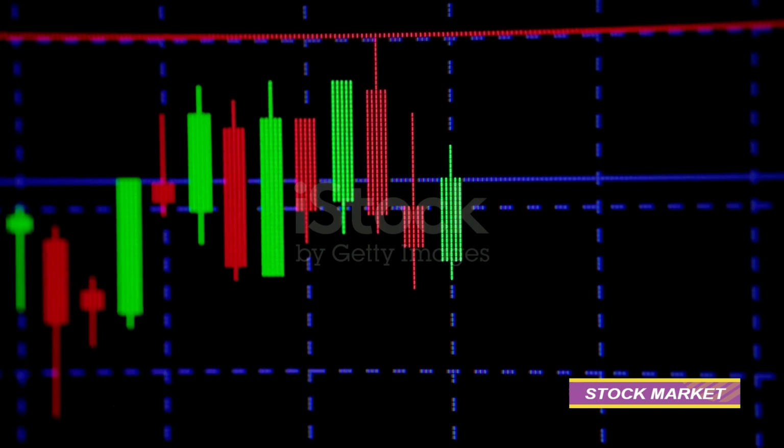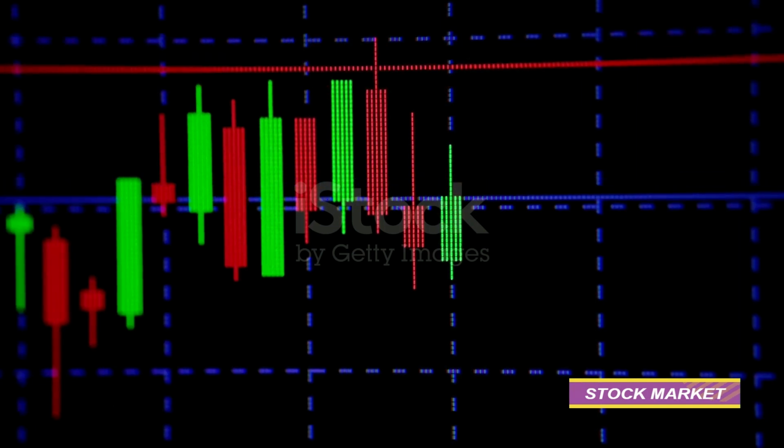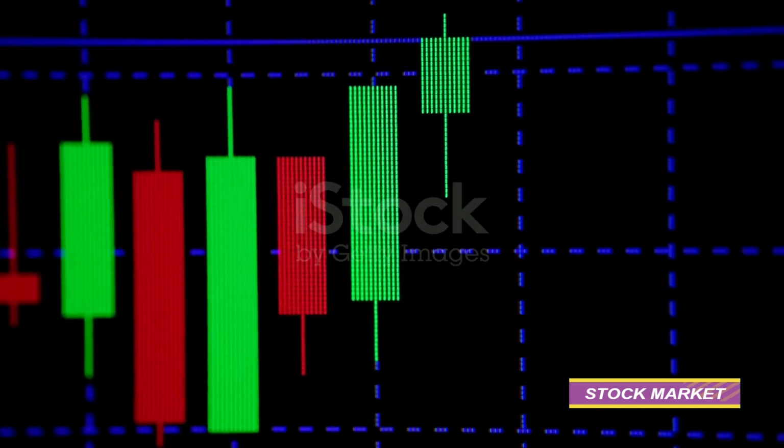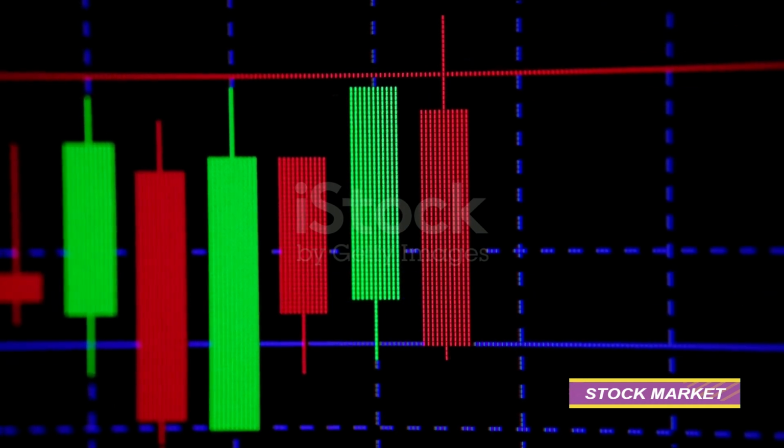If the body of the candle is filled or colored, it means the stock closed lower than it opened, indicating a bearish period. Conversely, if the body is empty or a different color, it's a sign that the stock closed higher than it opened, signaling a bullish period.